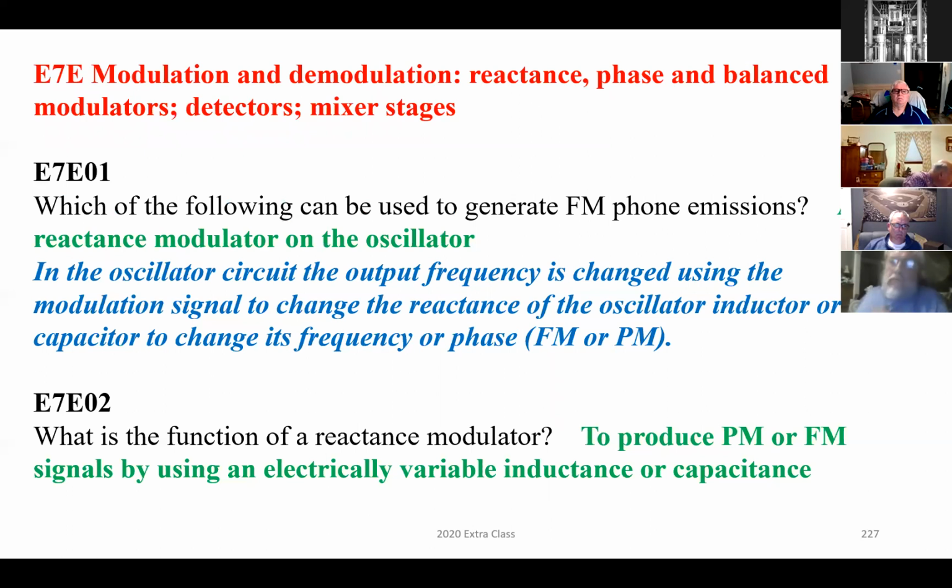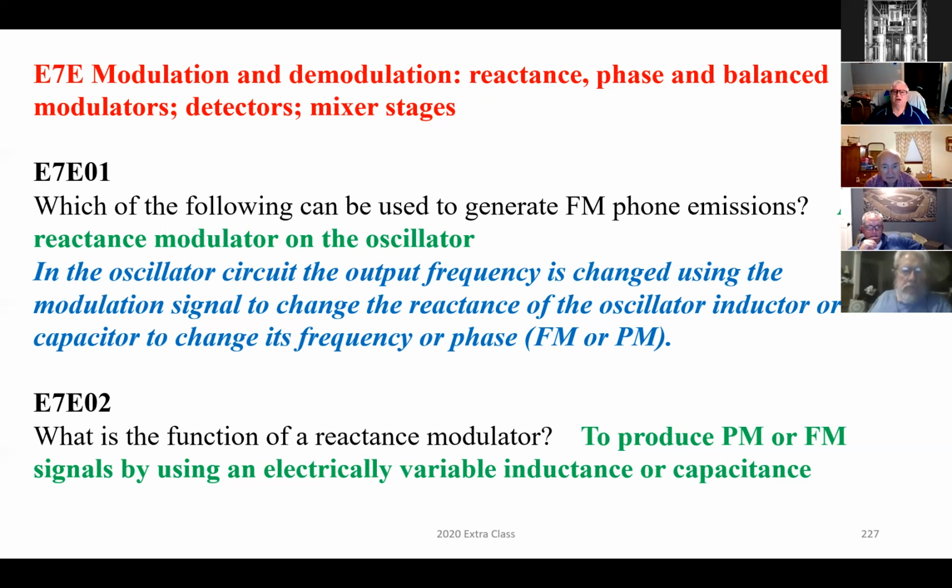And that is it for section 6. Okay. No, I'm sorry. This is part E. I think this is maybe the last one. Yeah, it's E7. Okay. Modulation and demodulation, reactance, phase, and balance modulators, detectors, and mixer stages. Okay, which of the following can be used to generate FM phone emissions? That would be a reactance modulator on the oscillator.